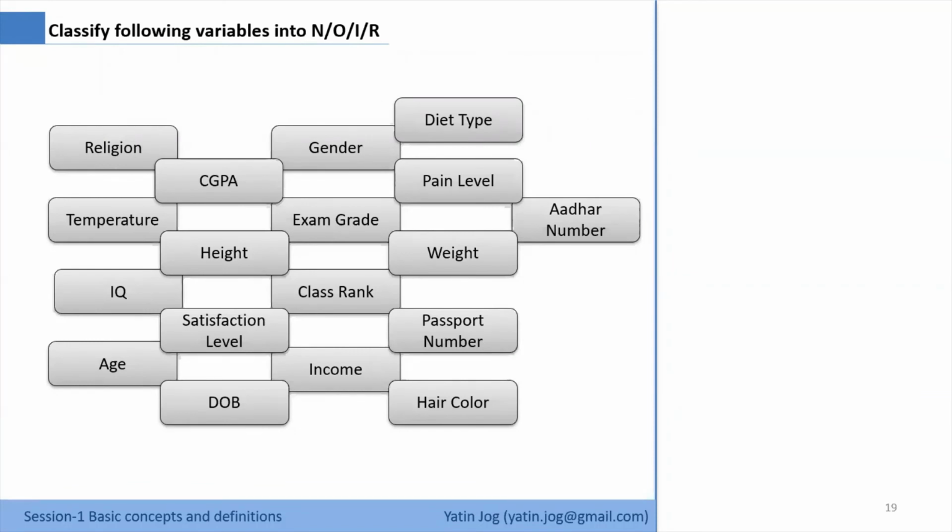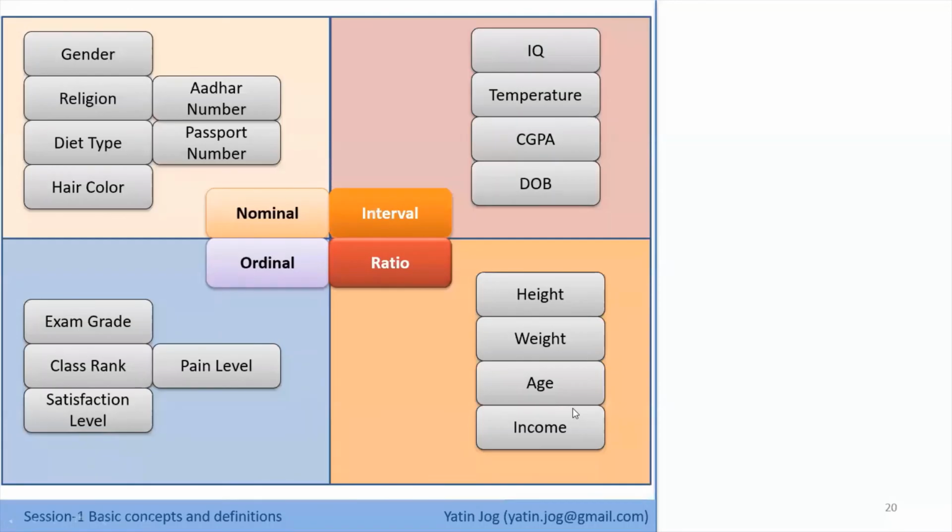Okay. Hair color. We have discussed this. Hair color is nominal. So this is the answer which we have discussed. You can cross check your answers. Okay. So now we'll go ahead.